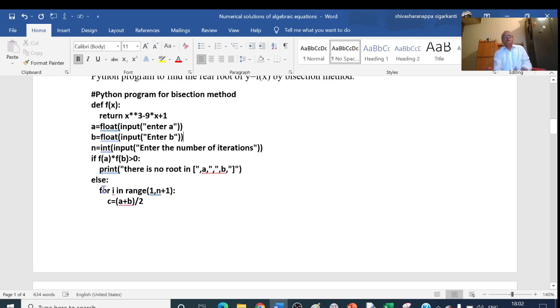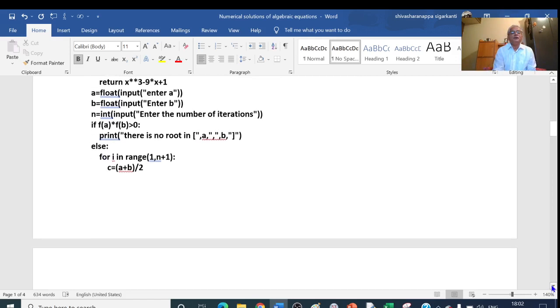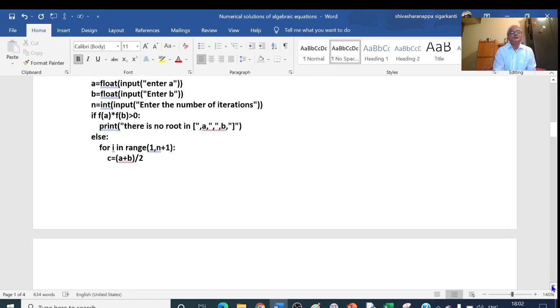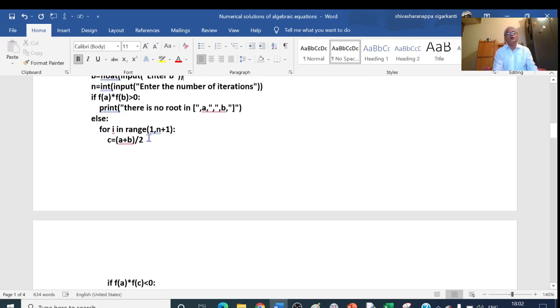Else. Else means f of a into f of b is less than 0. That definitely there is a root in this interval a comma b. Now we go for the for loop here. Every time we are going to bisect the interval. For i in range 1 to n plus 1. That is, i takes the value from 1 to n. That means we are iterating n times here.